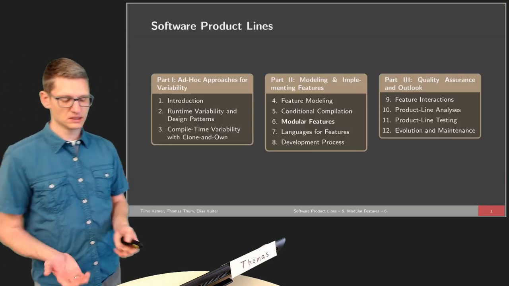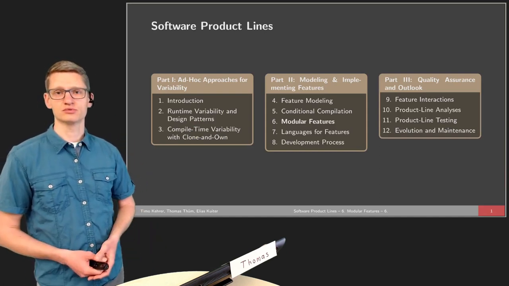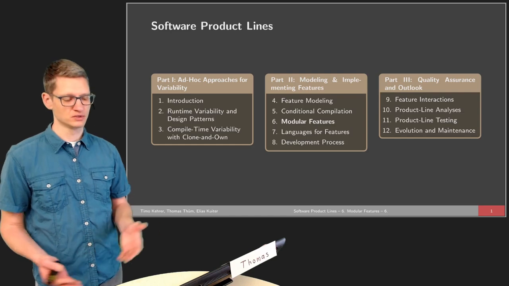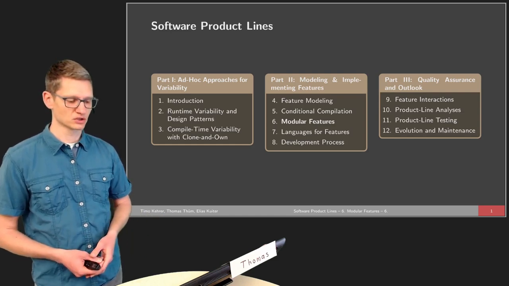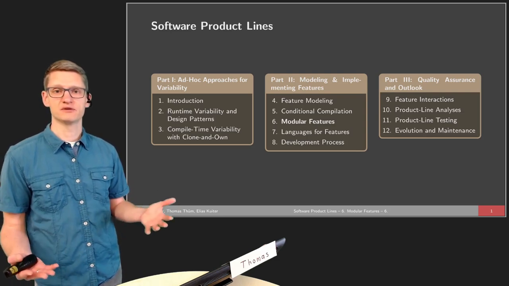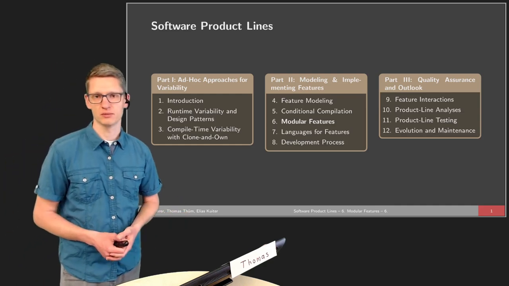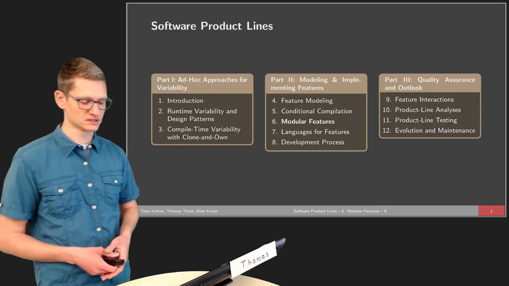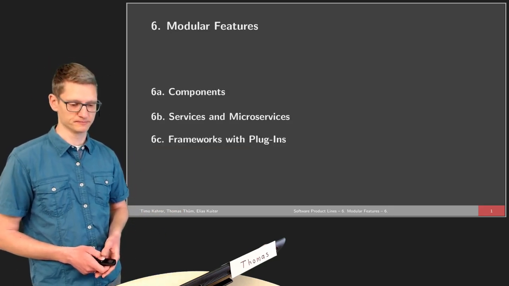So in our lecture, we talked about different topics. We talked about ad hoc approaches to variability already. We talked about feature modeling, how to model features. The last lecture was about conditional compilation. So we were able to implement features in a compile time fashion, and we still want to implement features in a compile time fashion in this lecture, but we want to have some modularity principles among them.